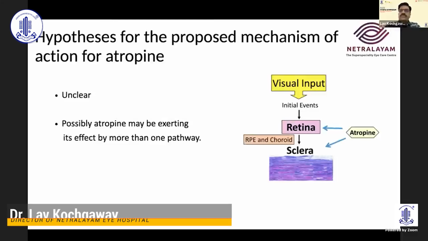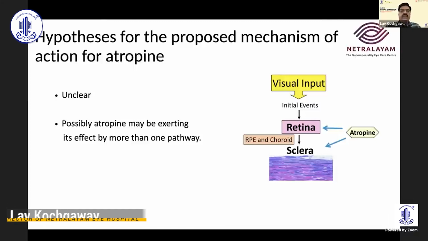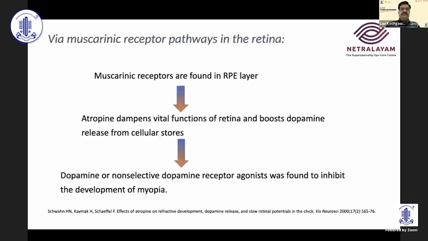There are various hypotheses for the mechanism of atropine in preventing myopia progression, or retarding myopia progression, which is a better term. One is the accommodative pathway. Initially, it was thought that atropine prevents progression through its cycloplegic action on the ciliary muscles, thereby causing changes in accommodation. But animal models demonstrated that atropine prevents myopia through non-accommodative mechanisms. So this didn't stand.